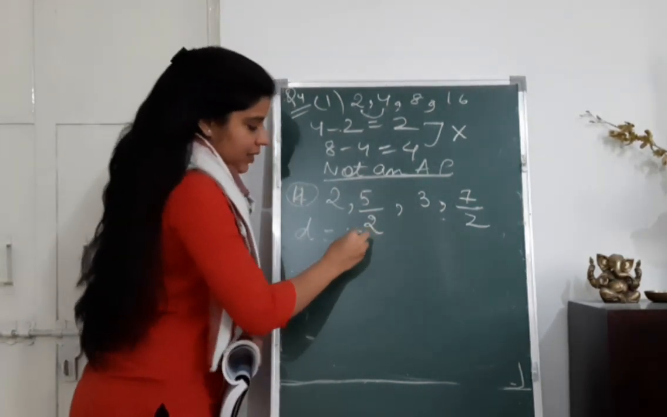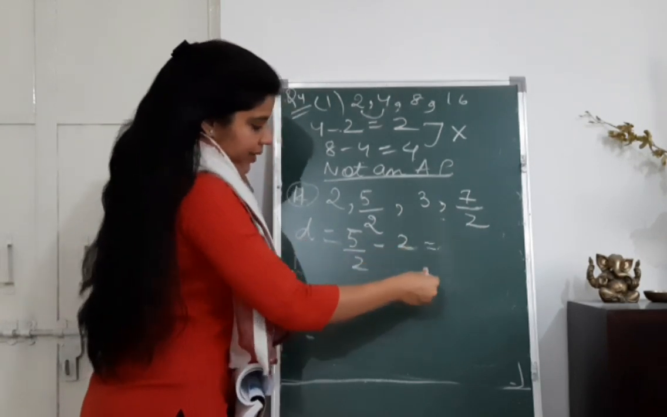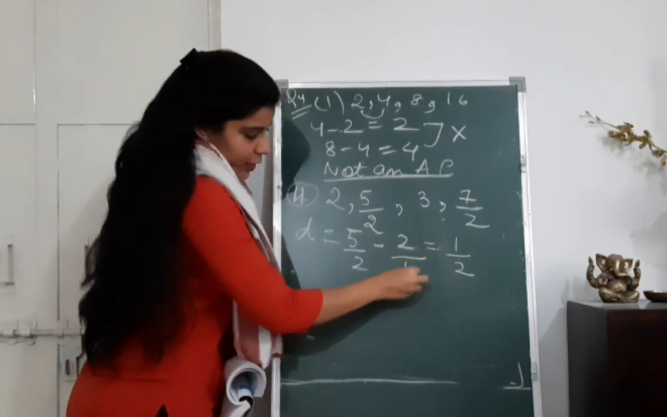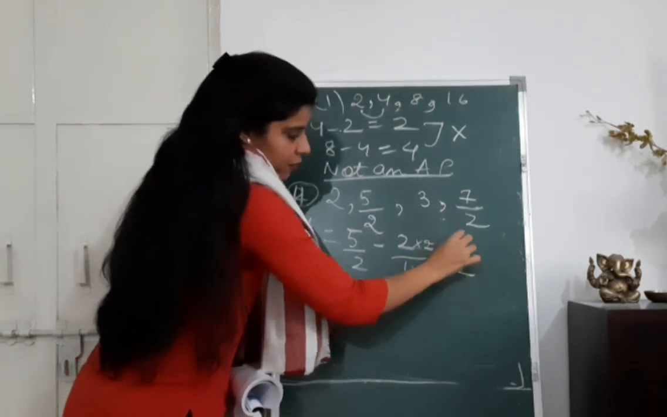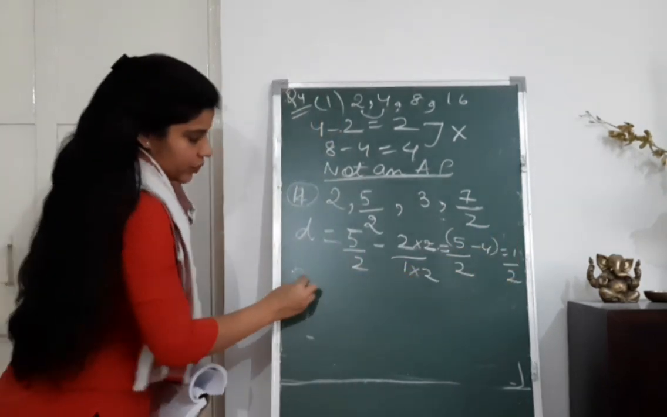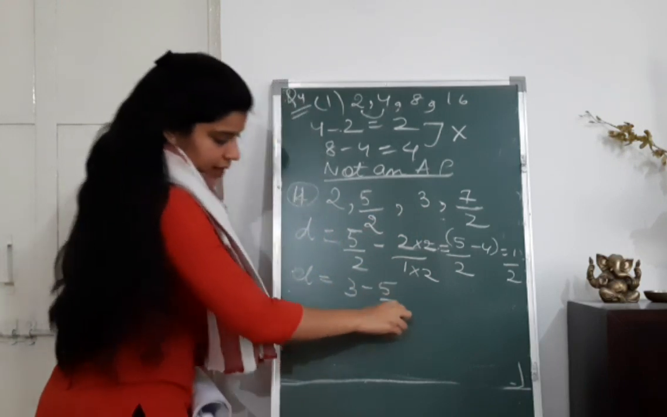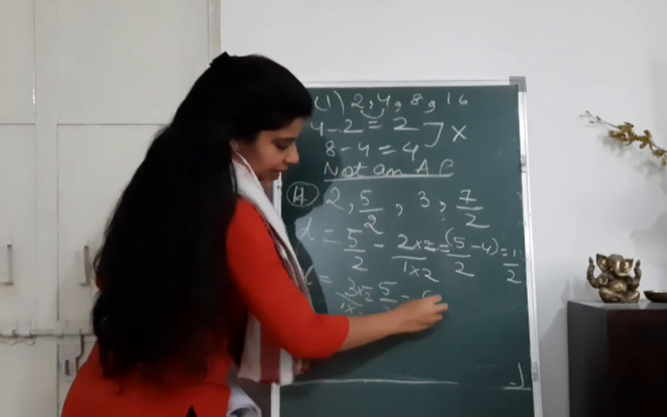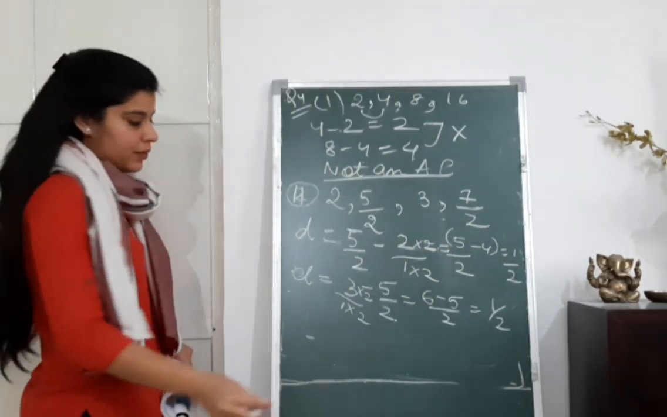So A2 minus A1, that is 5 by 2 minus 2, is nothing but 1 by 2, right? Because this is 1 into 2 into 2, which gives me 5 minus 4 here, that is equal to 1 by 2. Now 3 minus 5 by 2, this is 6 minus 5 by 2, that is equal to half.